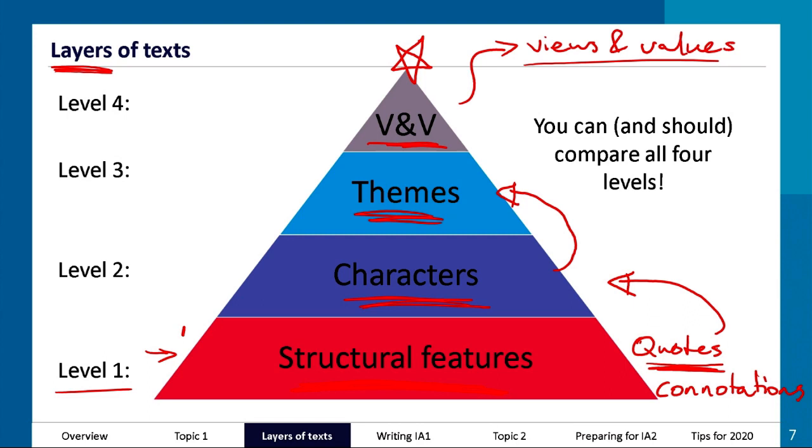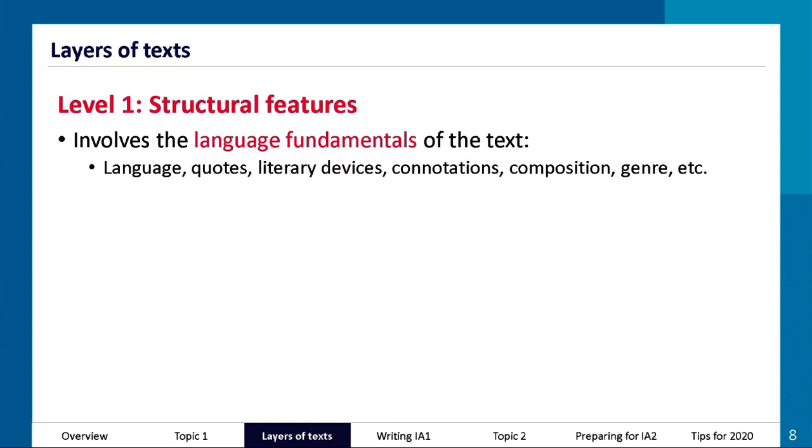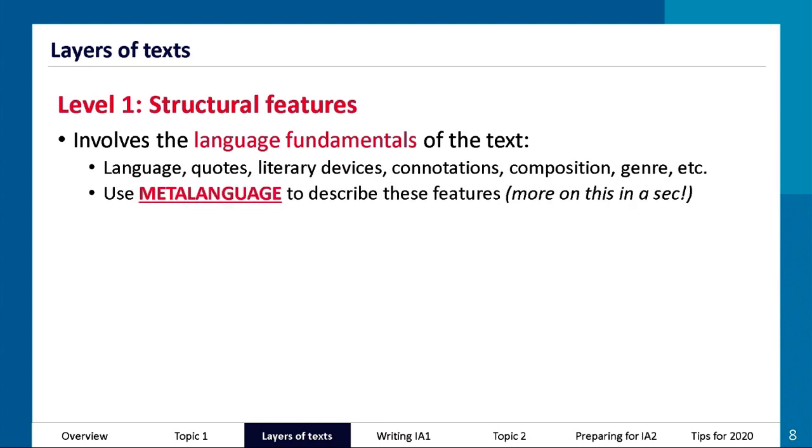Okay, let's unpack each of these levels in a bit more detail. Structural features are the language fundamentals of the text. So quotes, literary devices, connotations, even things like the genre. So how has the text been composed and how is it laid out on the page? Again, you want to talk about meta language to describe these features. If you haven't heard this term before, it's basically language that describes language. I'll have some examples of that on the next slide.